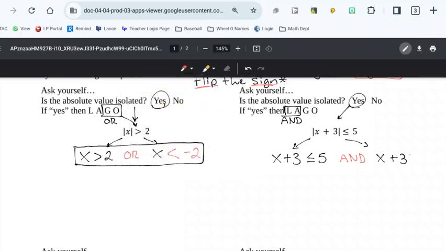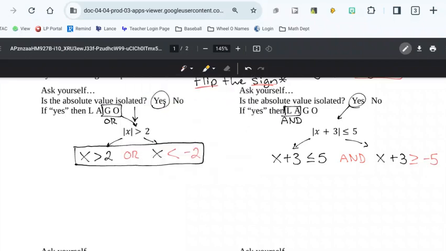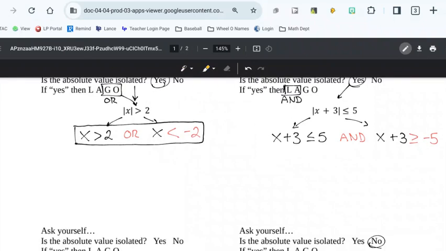And then we flip the sign and make the 5 negative. Again, these small details. And now we can go ahead and solve. So we subtract 3 from both sides. X is less than or equal to 2.